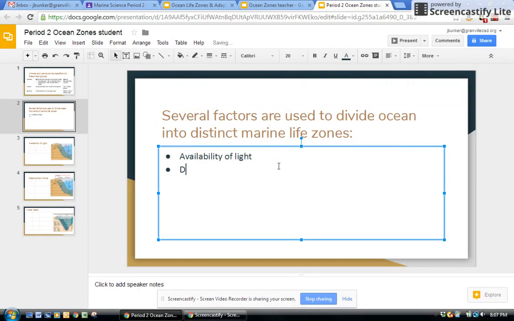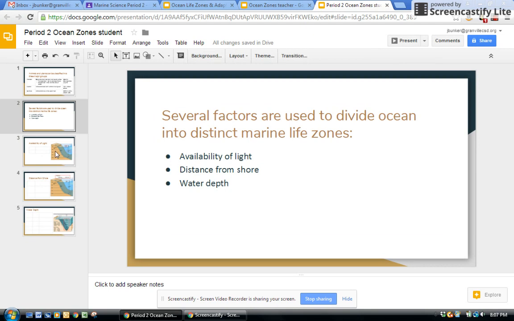The next one is distance from shore. So as you're moving out from the beach area, we can divide the ocean into zones, and we'll see those in a diagram on slide 4 in a minute as well. The last one is water depth. As you go down in the ocean, we can divide the ocean into layers based on depth, and we would find different organisms living at the different layers, and different pressure and temperature, like we talked about yesterday. Okay, so let's go to the next slide and talk about availability of light.